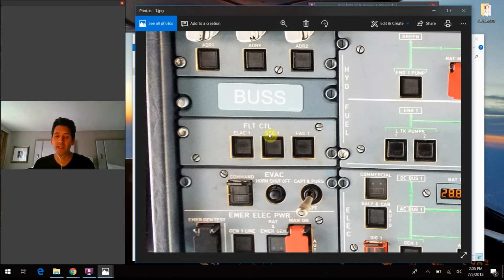SEC stands for Spoiler Elevator Computer, and we have three of these on board the aircraft. And once again, right out of the book, the SECs are responsible for normal roll by controlling the spoilers, speed brakes and ground spoilers, alternate pitch, direct roll, and abnormal attitude law.